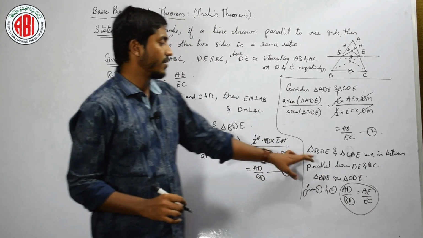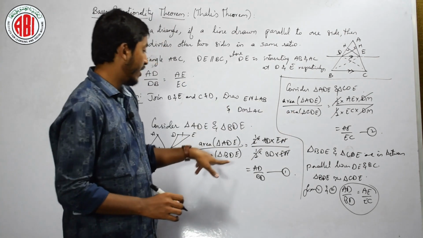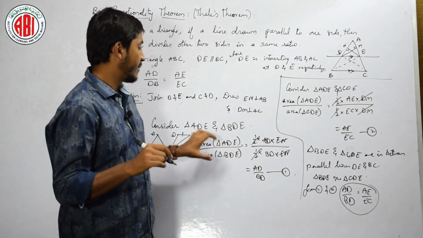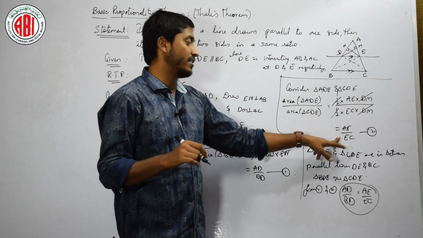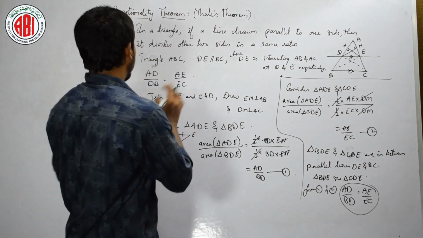Since these both triangles are congruent, we can tell that the area of this CDE and the area of this BDE are always equal. Is it right? Which means this ratio and this ratio are always equal. Therefore, AD by DB is equal to AE by EC. Is it clear? This is one of the most basic things.